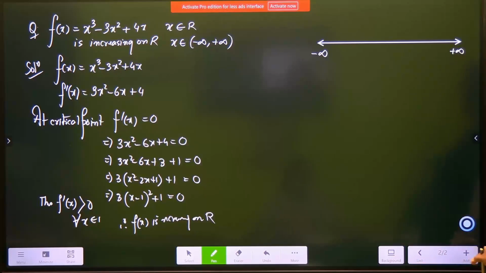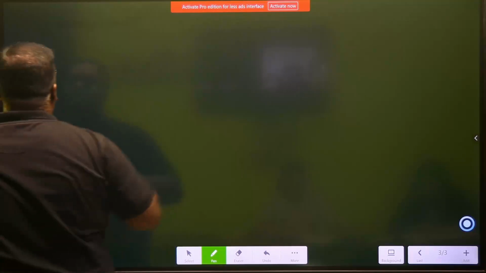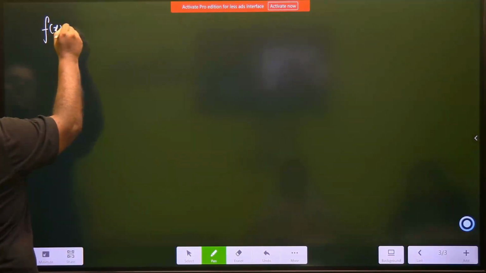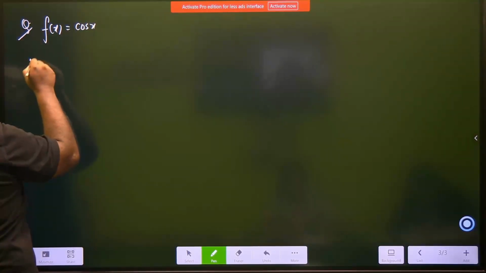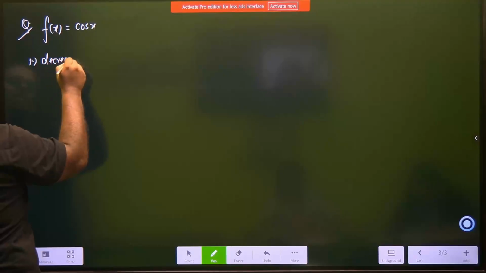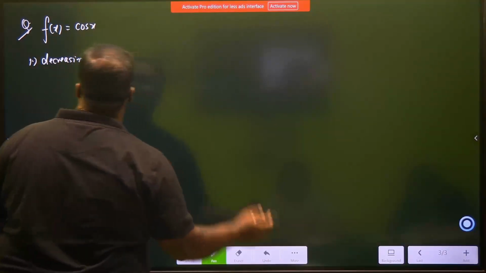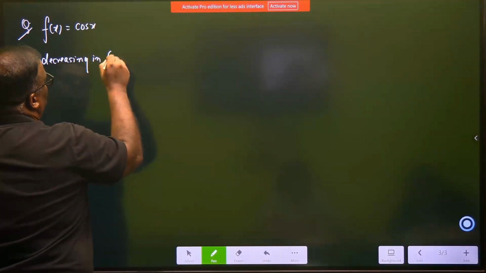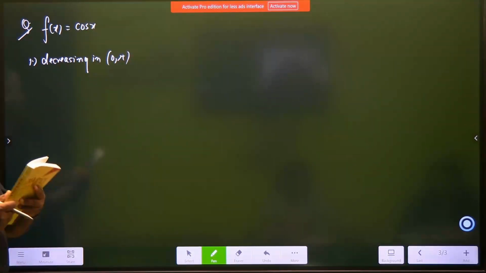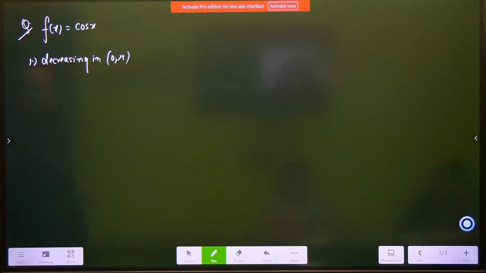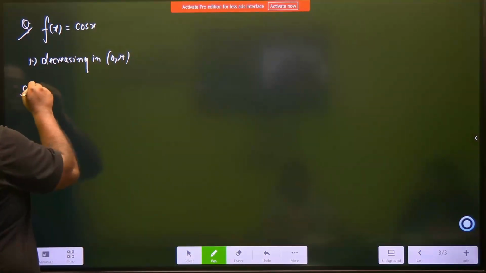Ananya, clear? This one? Let's take one more. Our next question is, our function is f of x equal to cos x. The first thing we have to prove is that it is decreasing in 0 to pi. Means we will see this function and its trend in 0 to pi. Okay? Chalo. Solution. You have to show that this is decreasing.